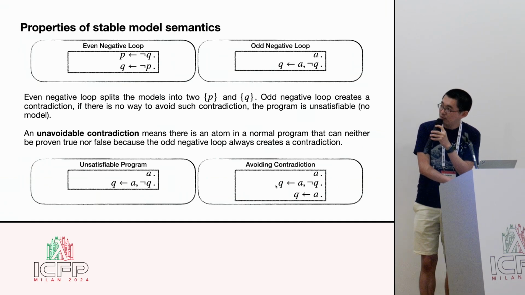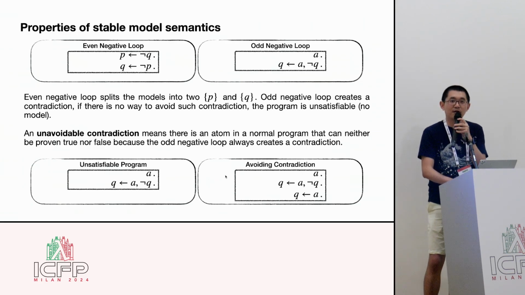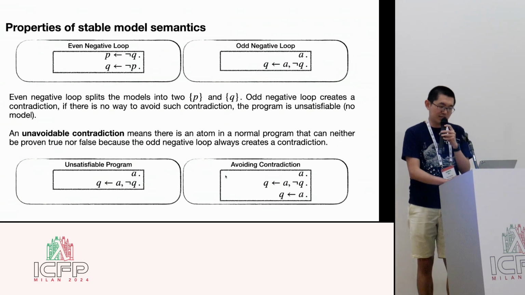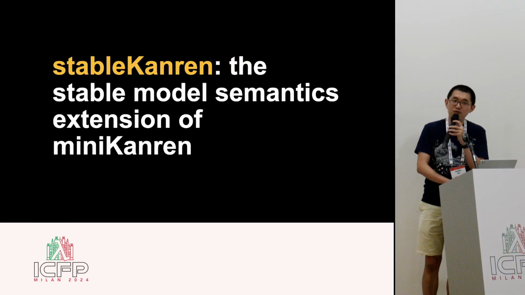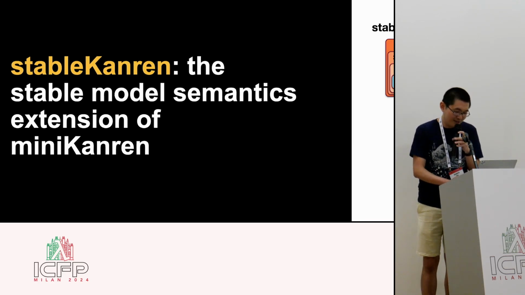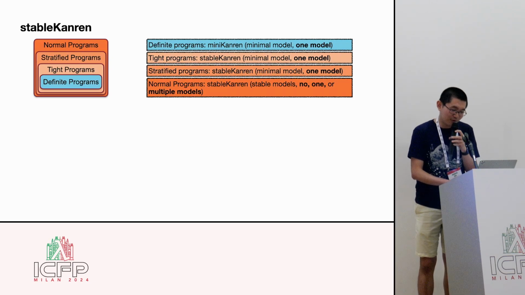Okay, so this is why we need some unavoidable contradiction definition, turning an unsatisfiable program into a satisfiable program, how to fix it, all the things. That's why stableKanren has to take care of all of these things. But unfortunately, this handling is very coarse.